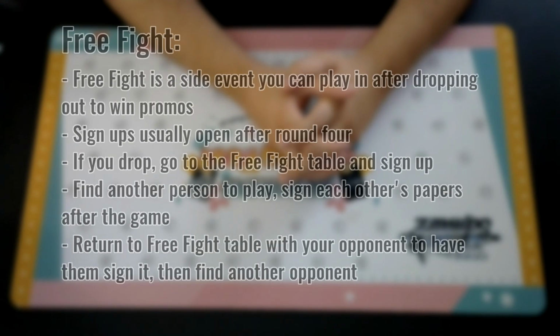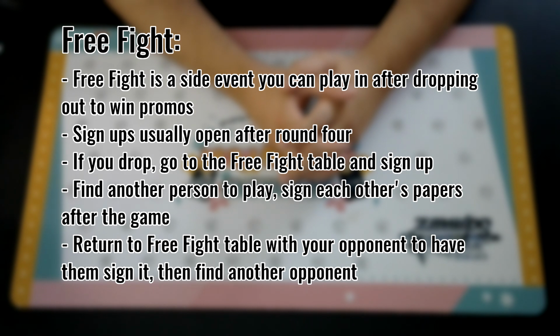And then finally, as the day goes on, eventually you're either going to go top 8 or you're going to drop out. If you drop out, you can go play in free fight. You will need to go and get a slip from the free fight table once that opens, usually at the end of round 4. You'll go find another person, play a game with them. You'll both sign the other person's sheet when the game is over.